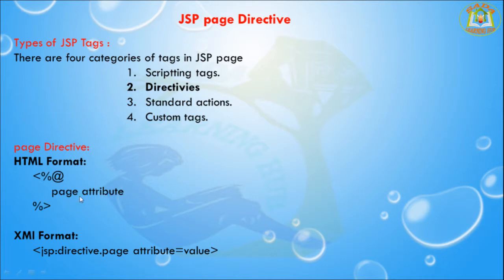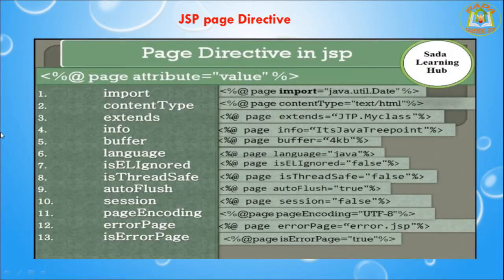Now there are different attributes available in the page directive. If you see, these are the different values available in the page directive. The first one is import. It is used to import Java packages into your JSP file. The second one is content type. The content type is used to set the content type of your JSP page.